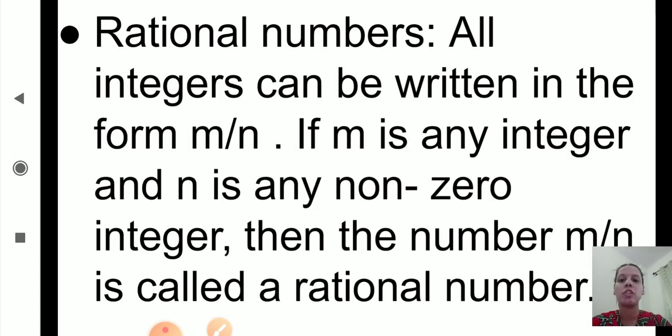So what are rational numbers? All the integers can be written in the form m upon n. If m is any integer, it can be a positive number, a negative number or 0, and n is any non-zero integer, meaning n should be a positive number or a negative number, but it should not be 0. Then the number m upon n is called a rational number.